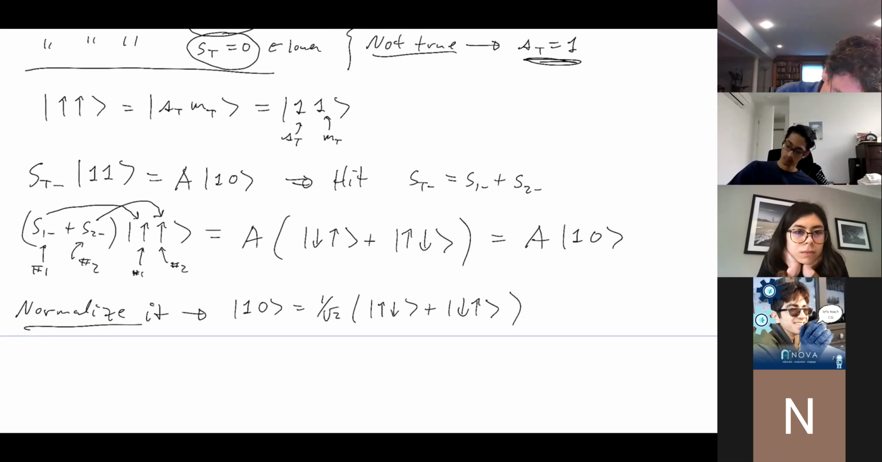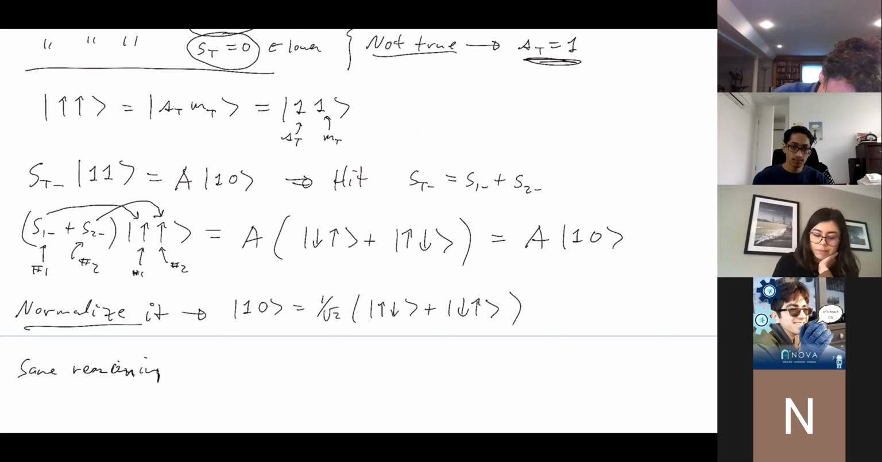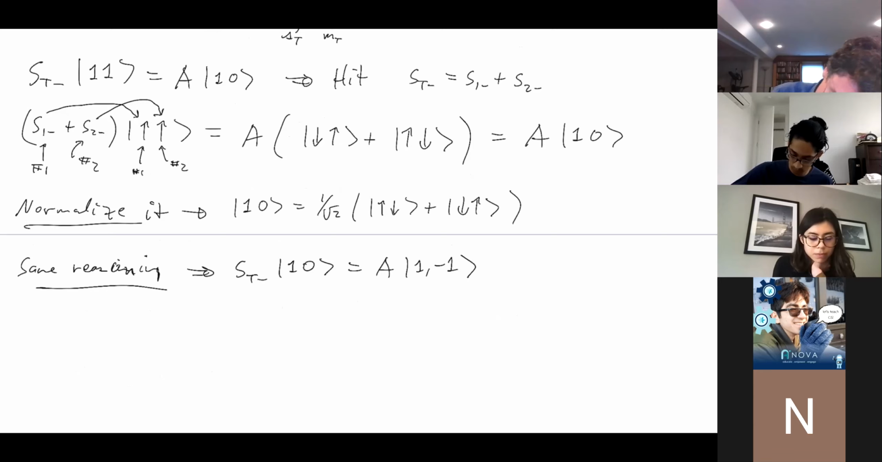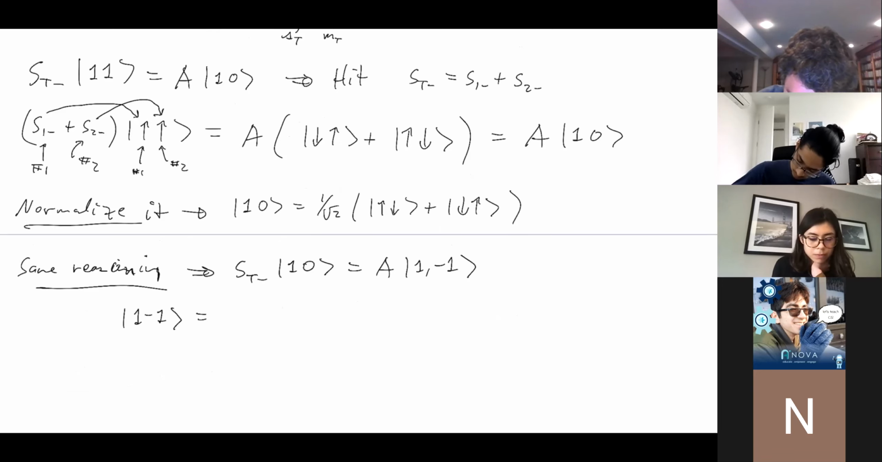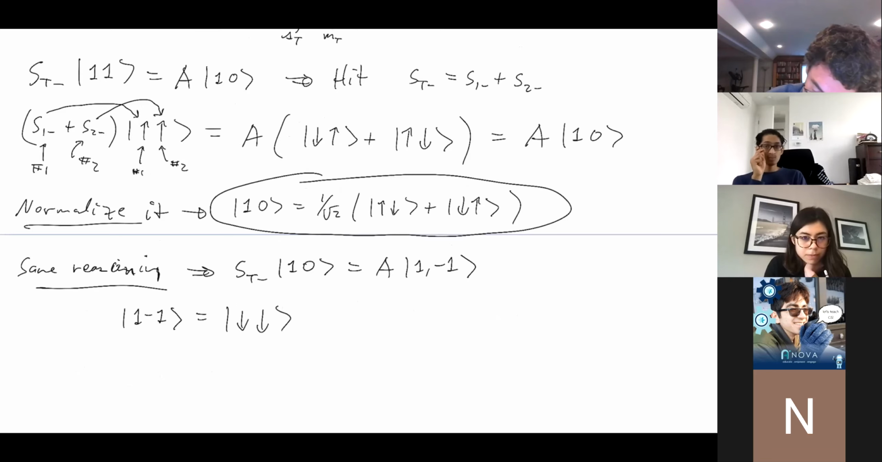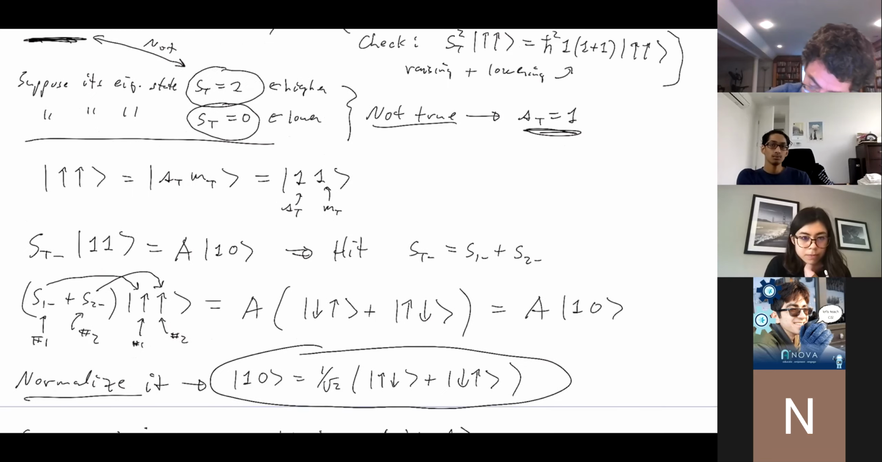Okay, so this is like a tricky way of getting it. And then by the same reasoning, we can hit S total minus onto the |1,0⟩, and that's going to be proportional to |1,-1⟩. Once you go through the logic, you see that |1,-1⟩ is going to be equal to down, down. All right, so now we have these states. We have 3 of them.